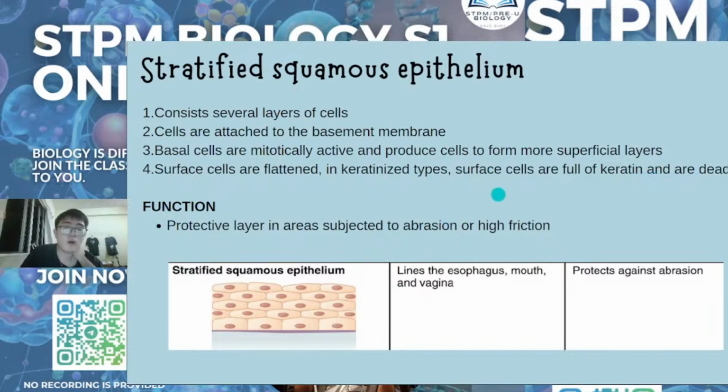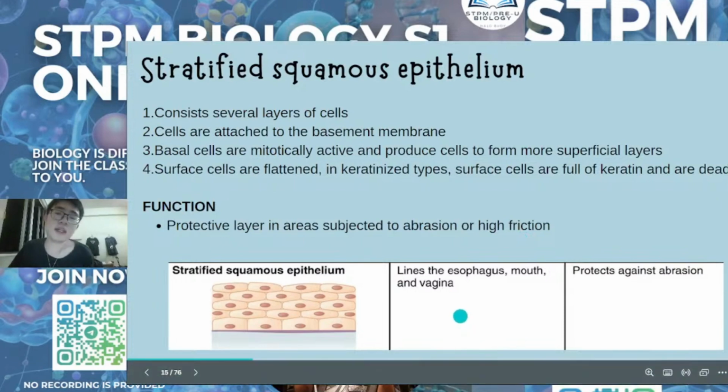So this one is special for keratin. The cells in the surface layer are made up of keratin, normally our skin tissue. Skin tissue is made up of keratin, right? Not only skin tissue, our hair is also made up of keratin. The main function is to form a protective layer against abrasion or high friction.